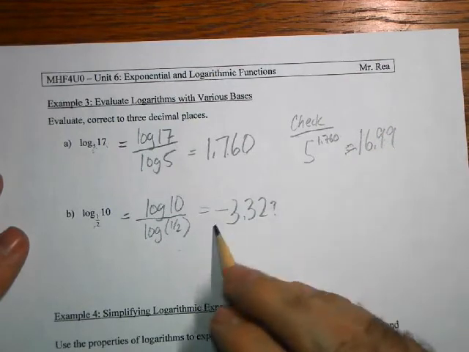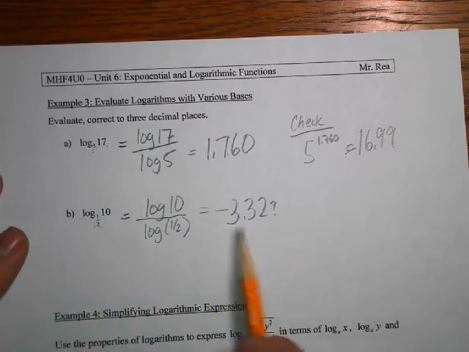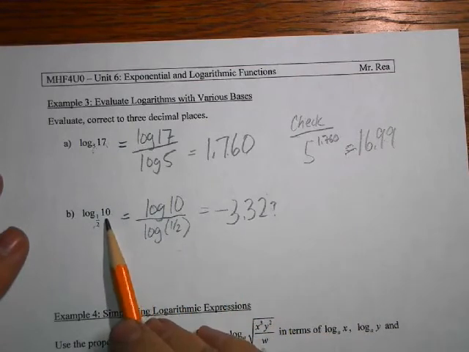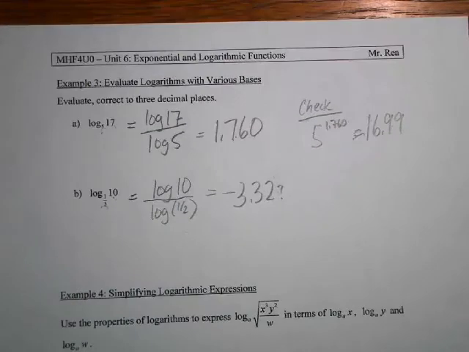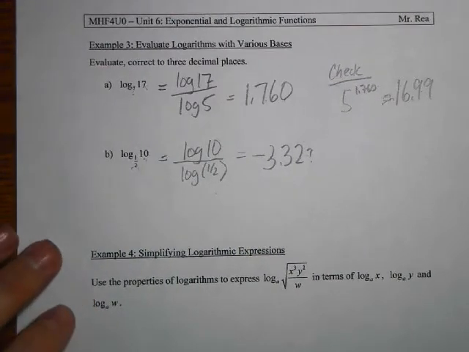Okay, and again you can check this. You could put the base 1/2 to the power negative 3.32, and you should get something close to 10. Okay, so hopefully you can see how to use that change of base rule. Like I said, it's going to be very important to be able to use.